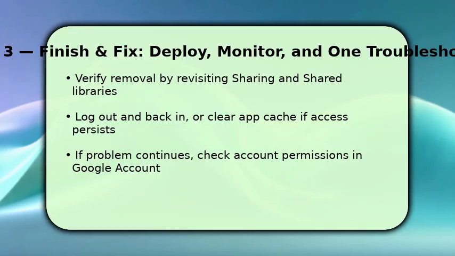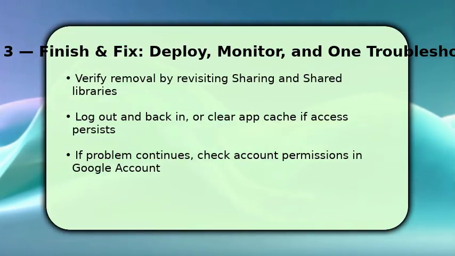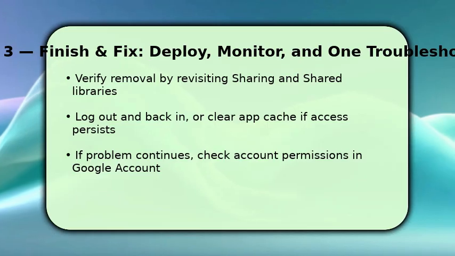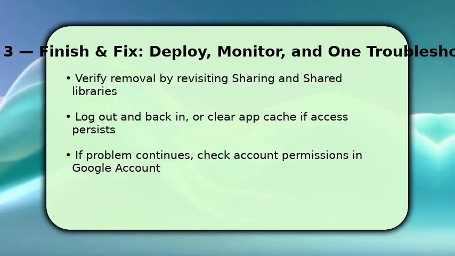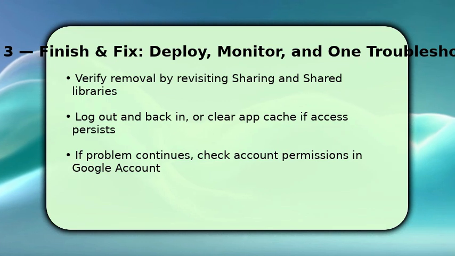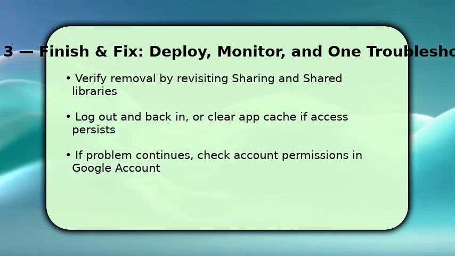To finish, verify the change. Return to Sharing and confirm the partner or link no longer appears. If access still seems active, log out and back in, or clear the app cache to refresh permissions. This often resolves lingering states.